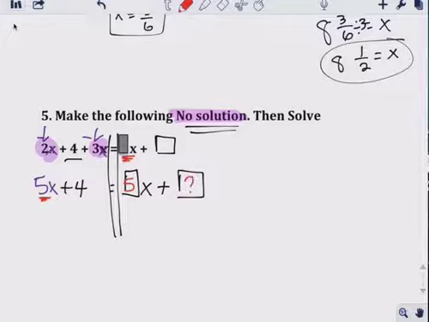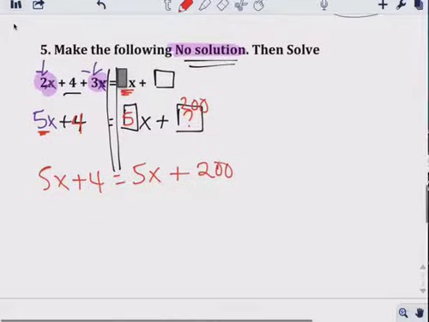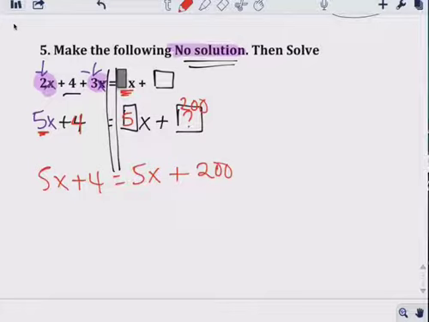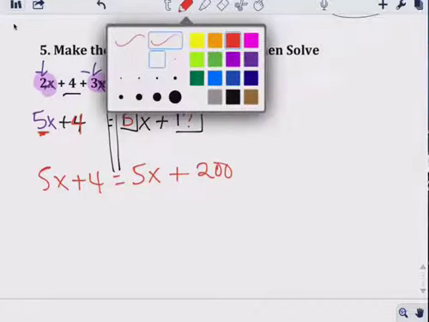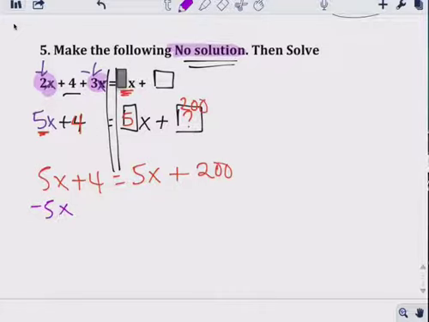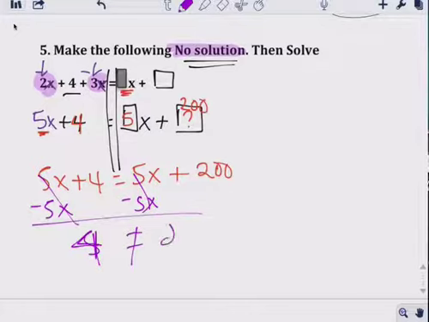And this here can be any number you want that's different from this 4 here. So I'm going to make it 200. So you got 5x plus 4 equals the missing number 5x plus 200, that other missing number. You can put 300, 400, 500, a million, anything different. Because here it has to be the same, because when you subtract 5x, you will realize that 4 does not equal to 200. That makes it no solution.